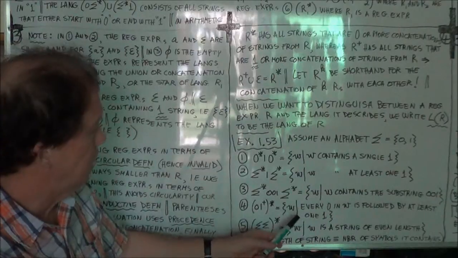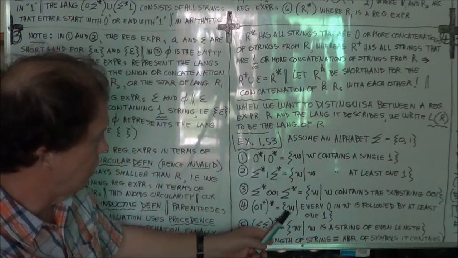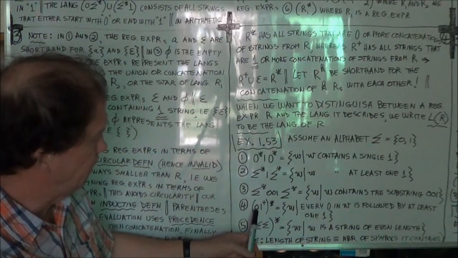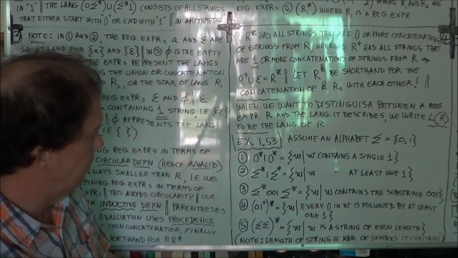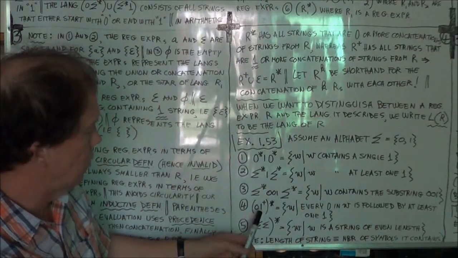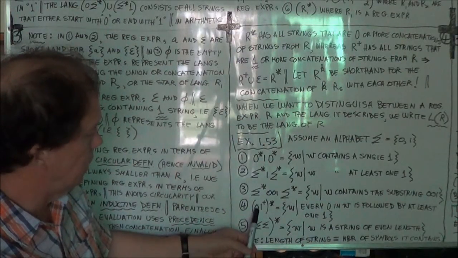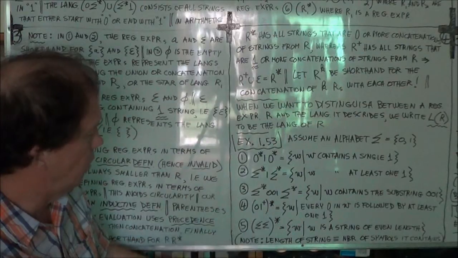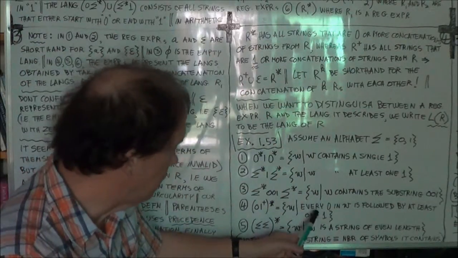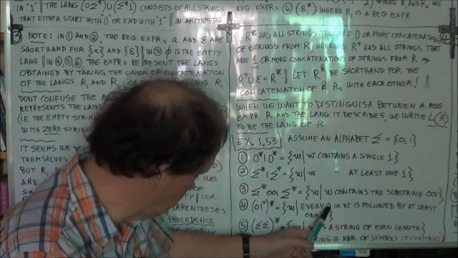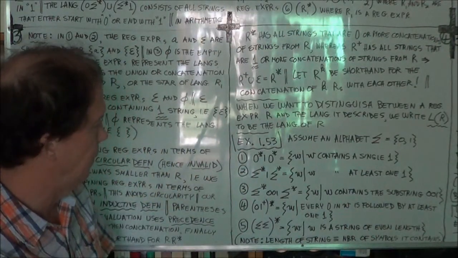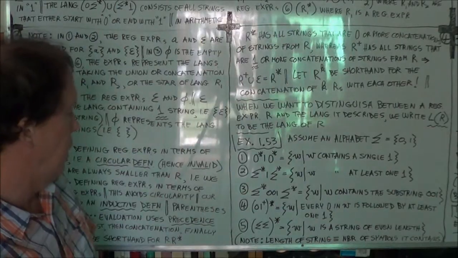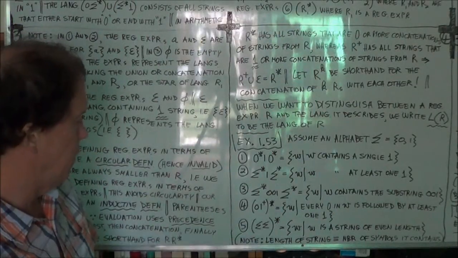So the description then of these strings would be: wherever you've got a 0 in the string, it's followed by a 1. So every 0 in your string is followed by at least one 1.